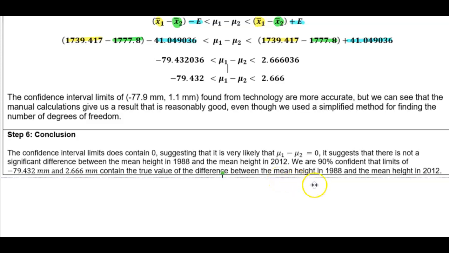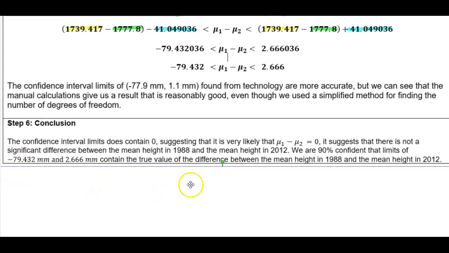So we would state the following. We are 90% confident that limits of negative 79.432 millimeters and 2.666 millimeters contain the true value of the difference between the mean height in 1988 and the mean height in 2012.